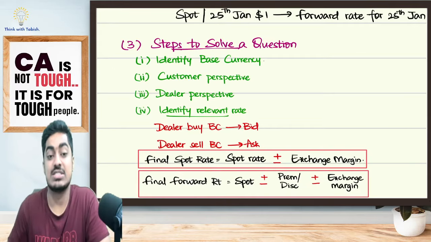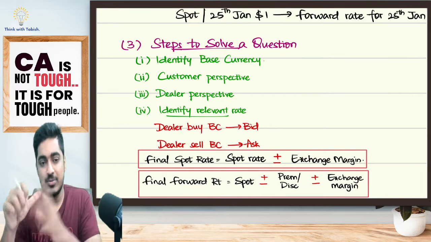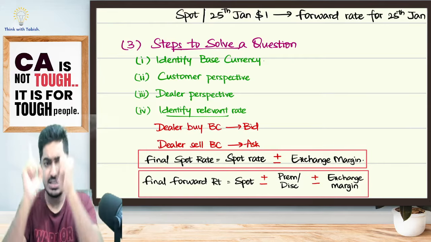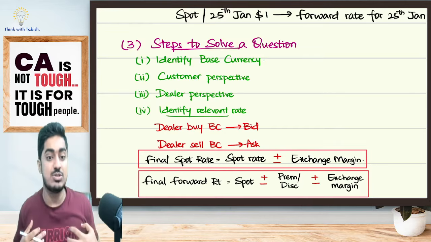Steps to solve a question. What are the steps we will be following? Step 1, we will identify the base currency. The entire question is on Forex. These are the 5 steps we will be doing. First, we will see in the quote what is the base currency. Then we will see what the customer is doing with the base currency.